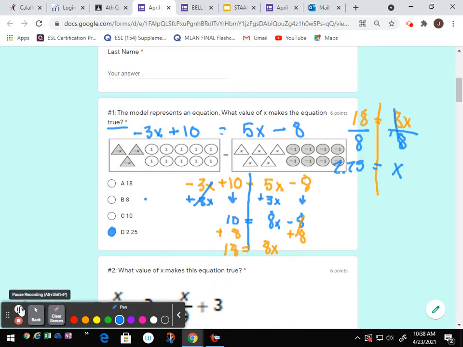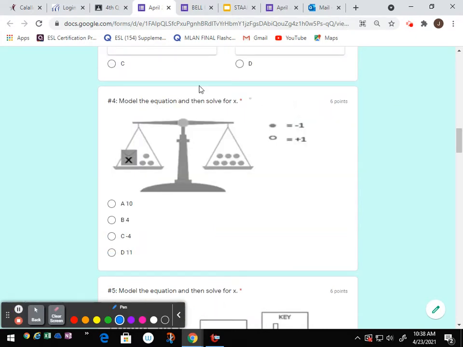We are going to skip down to number 4. Number 4, we have another one of these problems. Model the equation and then solve for x. Okay, so let's see what's on this balanced beam. We have 1x. We have 1, 2, 3 gray ones, which we see is negative 1. So we have 1x minus 3, and it's equal to, let's see, 1, 2, 3, 4, 5, 6, 7 negative shaded circles. So we have negative 7. So we have 1x minus 3 is equal to negative 7.